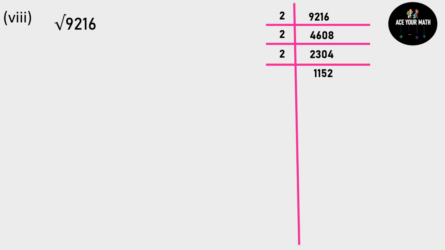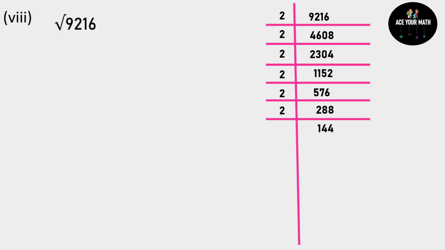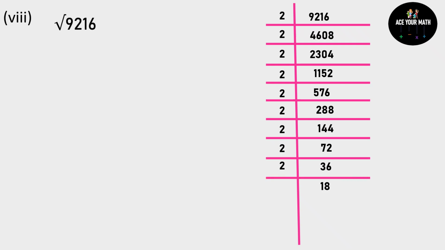You get 1152. 1152 is again divisible by 2. You get 576. 576 on dividing by 2, you get 288. 288 is divisible by 2, you get 144. 144 is again divisible by 2, you get 72. 72 on dividing by 2, you get 36. 36 again divide by 2, you get 18. 18 you divide by 2, you get 9.